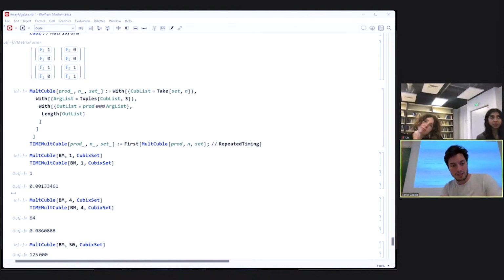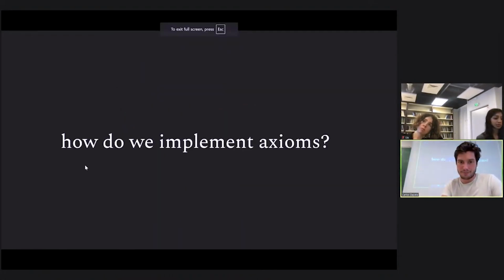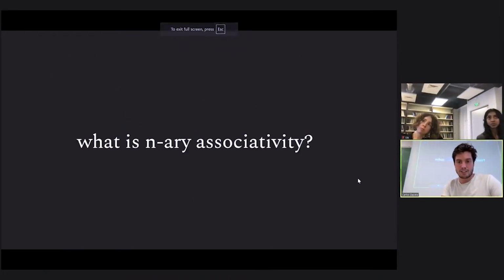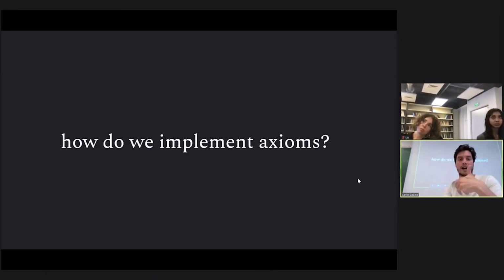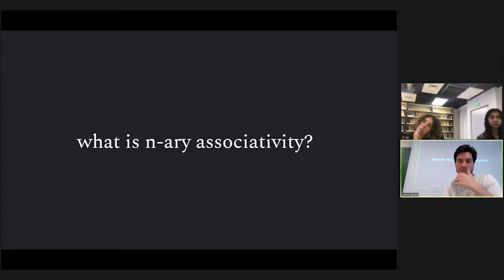The other approach is the complement of that, and then I go back to my presentation, which is, if you're looking for axioms of associativity, of n-ary associativity, you might wonder, how do you implement these axioms in the first place?